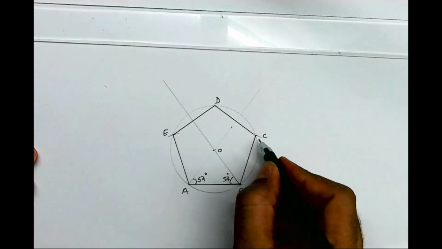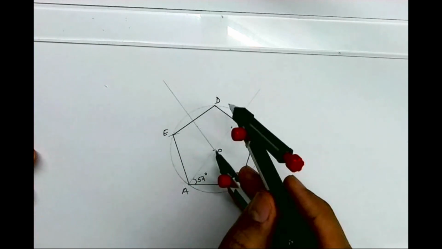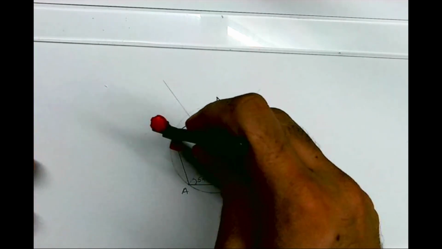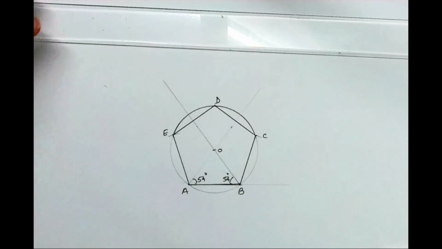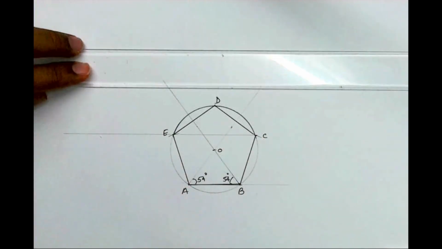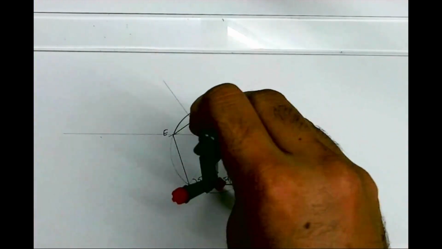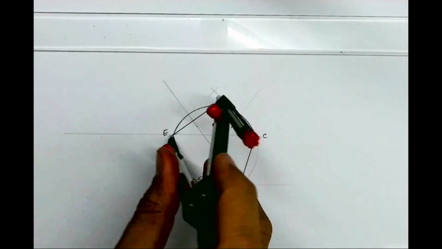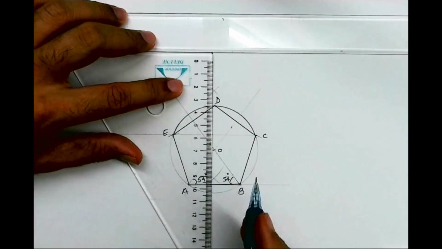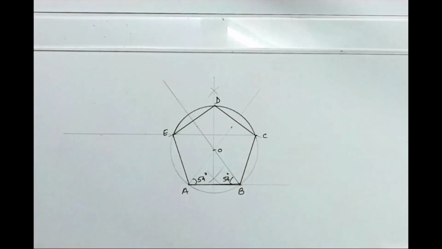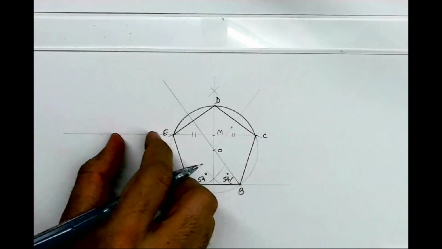Then we need to draw a curve passing through CDE, which is already there. I have to just darken it, and we need to find the arc length of CDE. See, then I'll draw a horizontal line. Then I will bisect CE. So this is M, so MC equals EM.